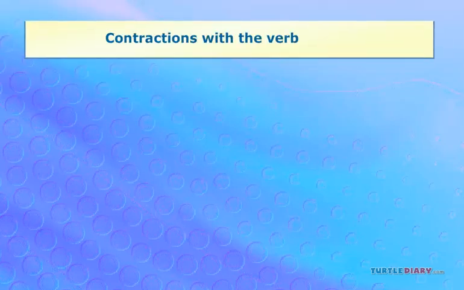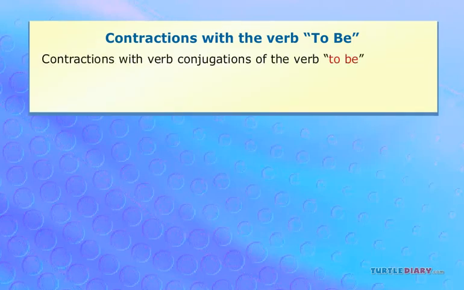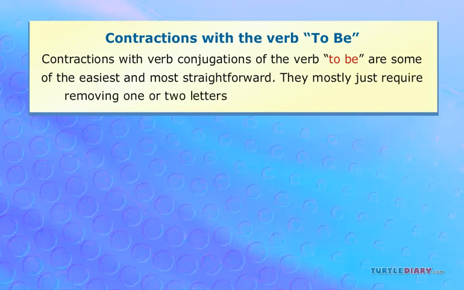Contractions with the verb to be. Contractions with verb conjugations of the verb to be are some of the easiest and most straightforward. They mostly just require moving one or two letters and inserting an apostrophe.